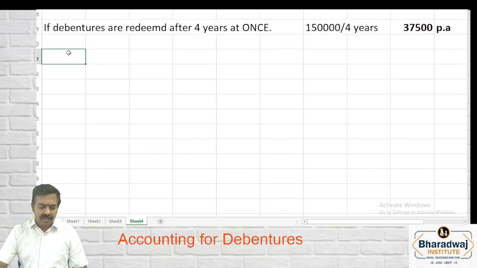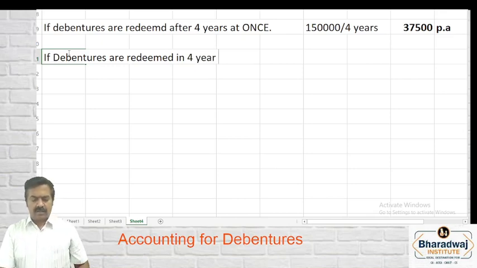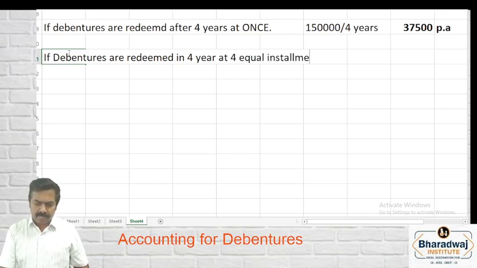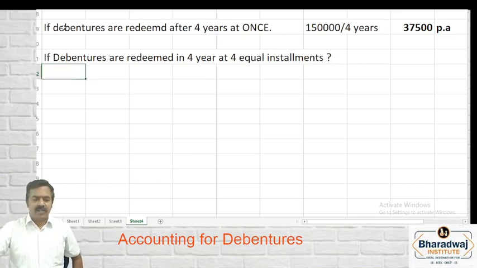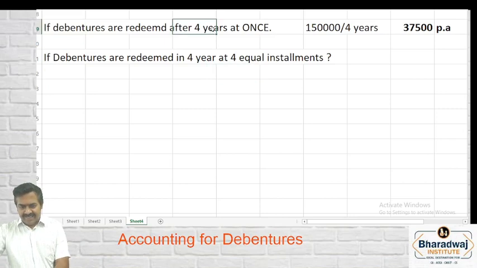Pay attention. I'm just altering the wording. If debentures are redeemed in 4 years at 4 equal installments, what is the difference between the first case and the second case? After 4 years, we are going to redeem at once.